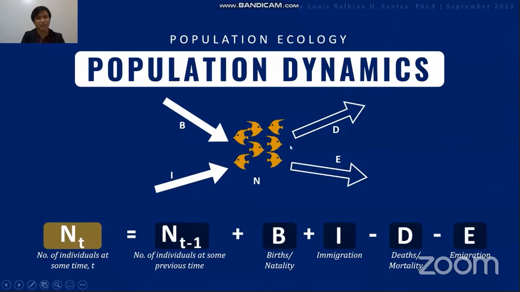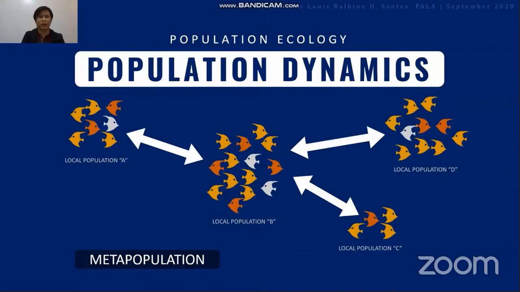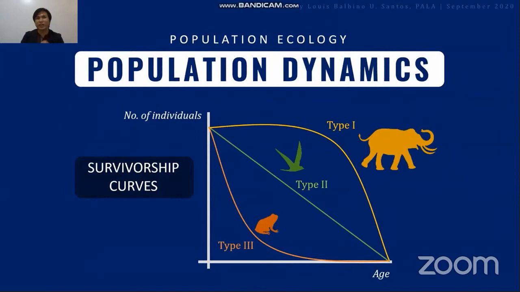And notice that for many organisms, animals, plants, fungi, bacteria, there's a series of local populations, but overall, they're called the meta-population. You'll see later in landscape ecology that we deal with meta-populations, or how one local population interacts with another, like how different genes from population D go to population B and vice versa, or how disease transfers from each other.